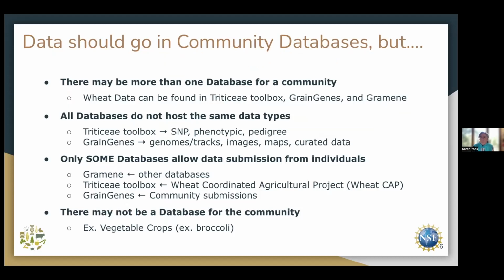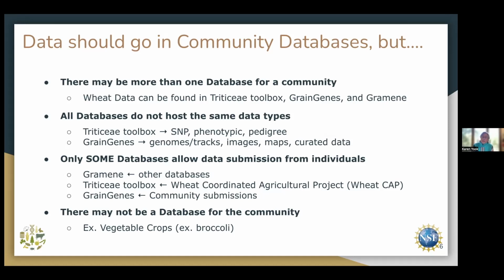But one of the problems, of course, is that there might be more than one database for a community. So this would be a bit confusing, such as wheat data could be found in the Triticale Toolbox, GrainGenes, and Gramene. The other thing is that all databases do not host the same data types. So depending on which database you go to, either to find data or to try to submit your data, you really need to know which one to contact.